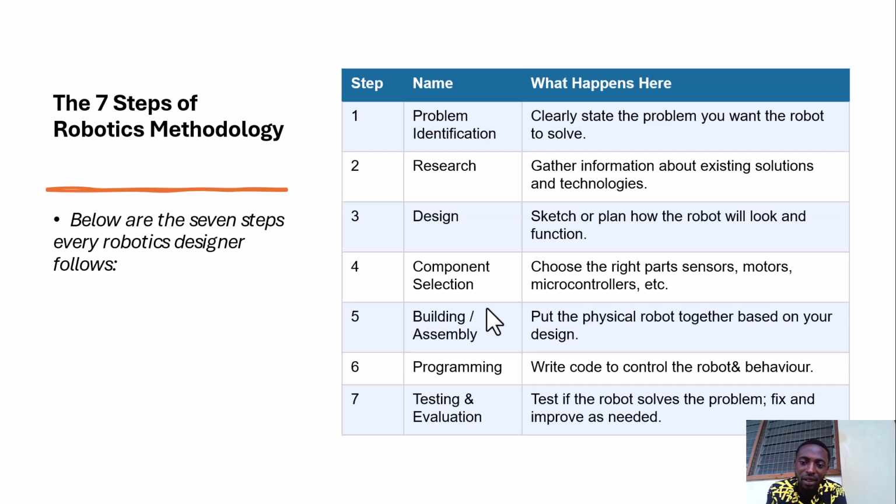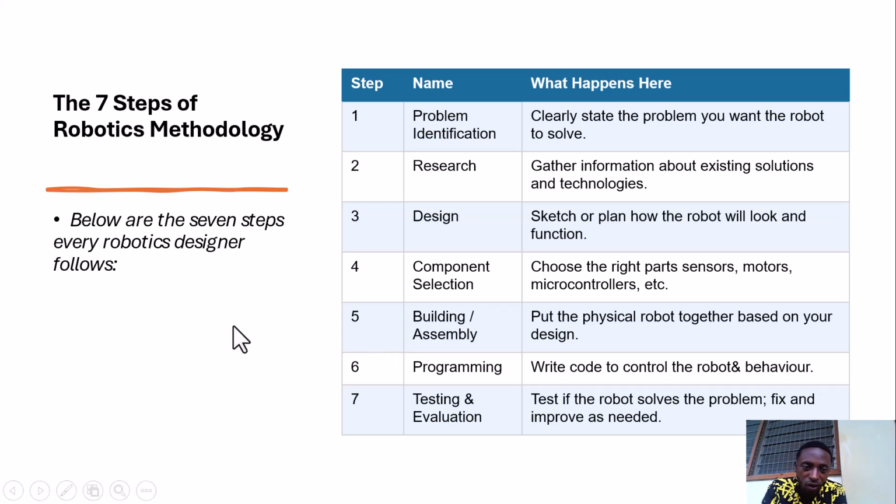And then let's look at number 5. That is the building and assembly. What does it mean by building and assembly? It is putting the physical robot together based on the design, and then programming the way you want the robot to behave. And then the last one, you need to do testing and evaluation. That's the way you want the robot to be. You need to do testing and evaluation to see that the robot's movement is very well prepared and very well built, so that it can also interest people to have them.